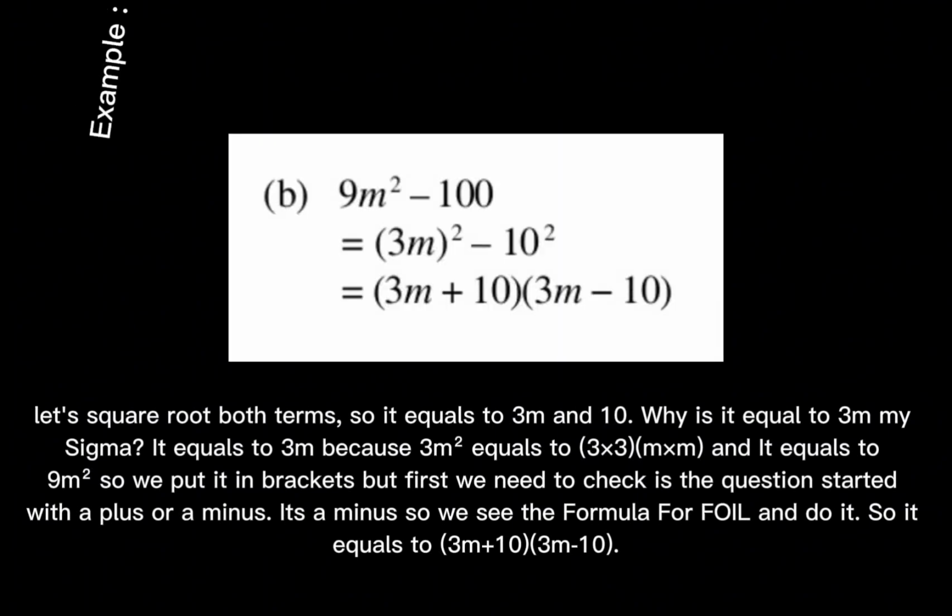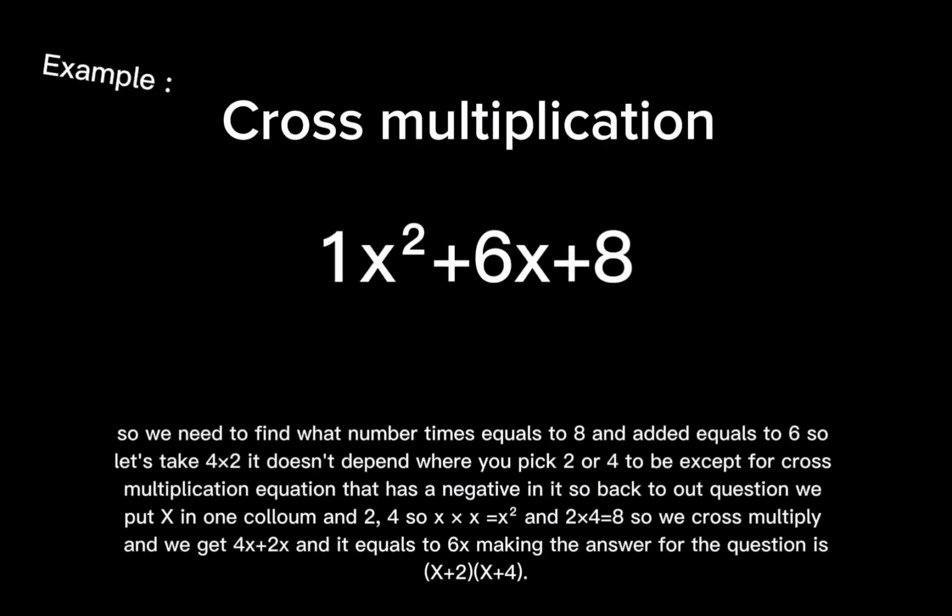But first we need to check, does the question start with a plus or a minus? It's a minus, so we use the formula, like FOIL, and do it. So it equals (3m plus 10)(3m minus 10). Cross multiplication. This is kind of hard, but I know that you are a sigma rizzler, so let's do it.